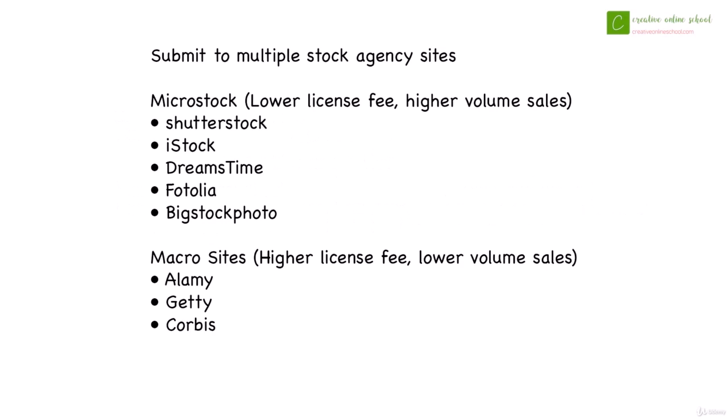Submit to multiple stock agency sites. Microstock: lower license fee, higher volume sales. Shutterstock, iStock, Dreamstime, Fotolia, Bigstock Photo. Macro sites: higher license fee, lower volume sales. Alamy, Getty, Corbis.